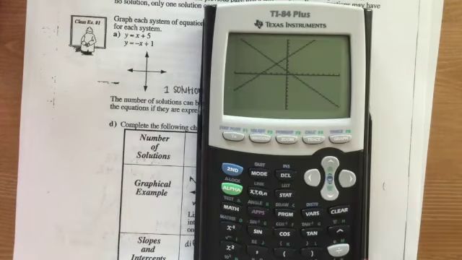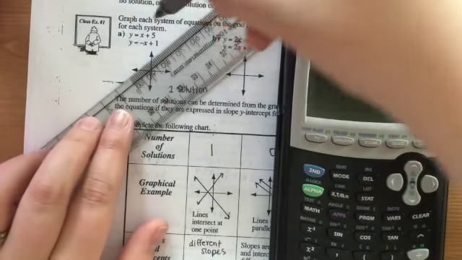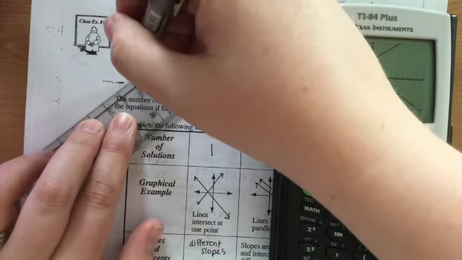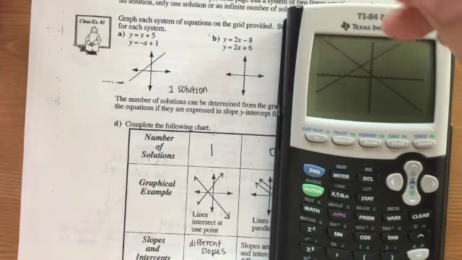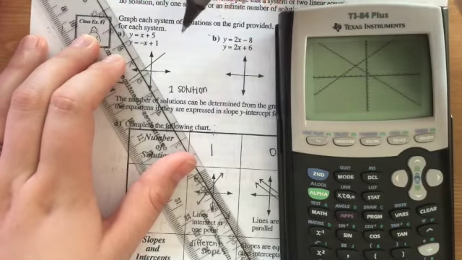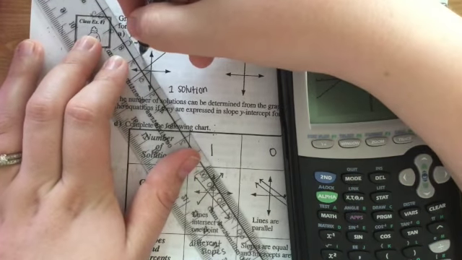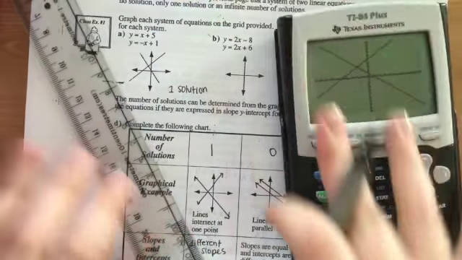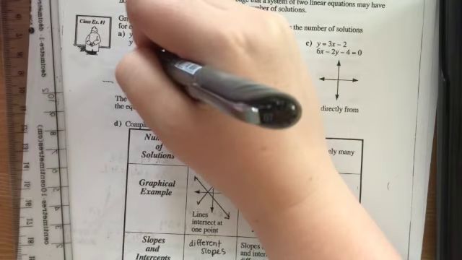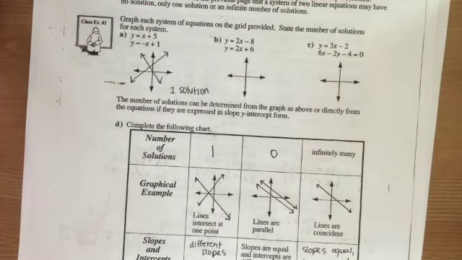There's my intersection. So I'm just going to draw that. Try and draw a small picture that shows that there's an intersection over here. Looks around -2, 4 maybe, but it doesn't matter. Just state the number of solutions. So I don't want to worry about what the solution is. I just want to worry about how many solutions first.